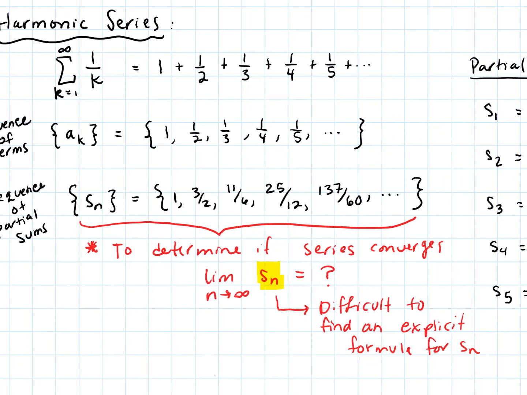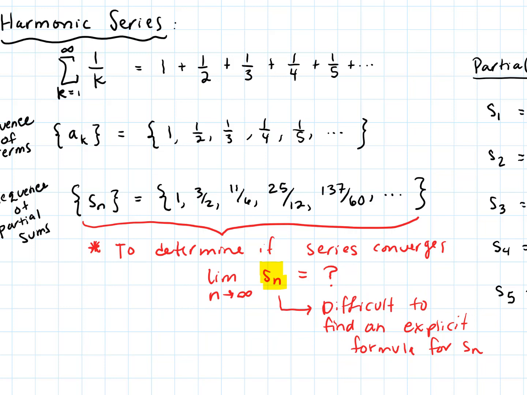It can be difficult to find an explicit formula for S sub n, and finding that explicit formula for a sequence is what allows us to take that limit. So since that's difficult to do, we have to come up with some other strategies. There are some series that we can write an explicit formula for and apply our limit rules to, so we'll explore those first. But for the ones that we cannot do that for, we have to come up with another way to determine convergence. And that's going to lead us into what are called tests for convergence.